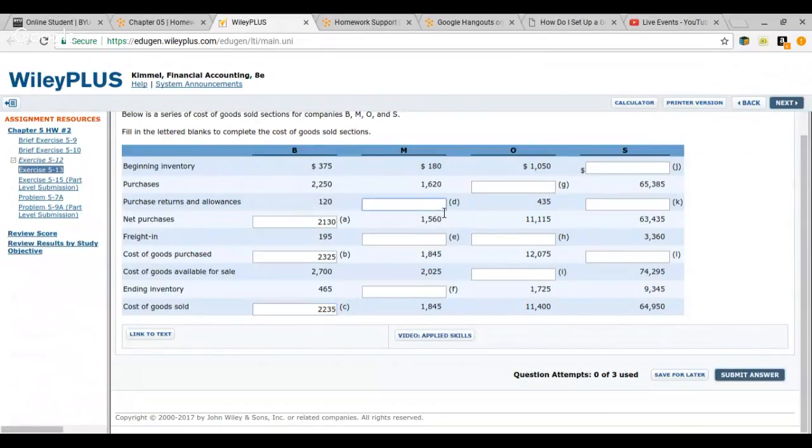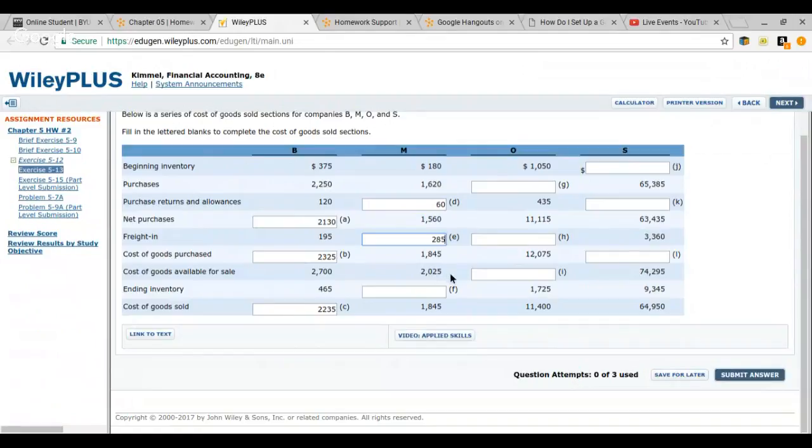If we compare it to company M, we're going to have to go in a backwards order on this one. We know what our purchases are, we know what our net purchases are, so we need to subtract those two to find out what our purchase returns and allowances are. In this case, it was $60. We also know that from net purchases to cost of goods purchased, we need to add in the freight in cost. So if we subtract those two, we're going to get $285 as the cost of our freight in.